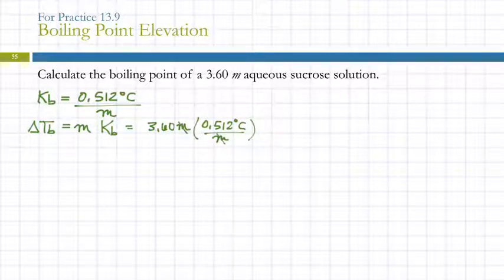Those guys cancel out. 3.6 times 0.512 is 1.8432. That one's going to have 3 sig figs. Is that the boiling point? No, that's the change in the boiling point.